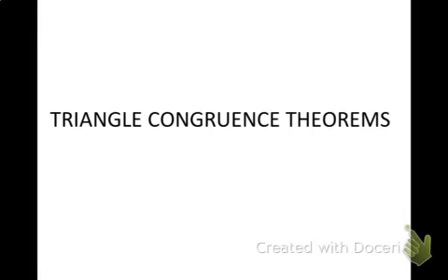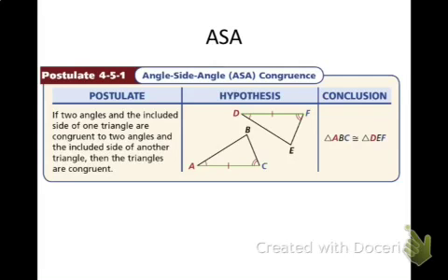Hello everybody, this video is going to be about triangle congruence theorems, three in particular. The first one that we're going to start with is ASA, which stands for angle side angle congruence. As you can see in the picture, there are two corresponding angles that are congruent. A is congruent to D, C is congruent to F. And the side that joins the two angles is also congruent to each other. So that's why it's angle side angle.